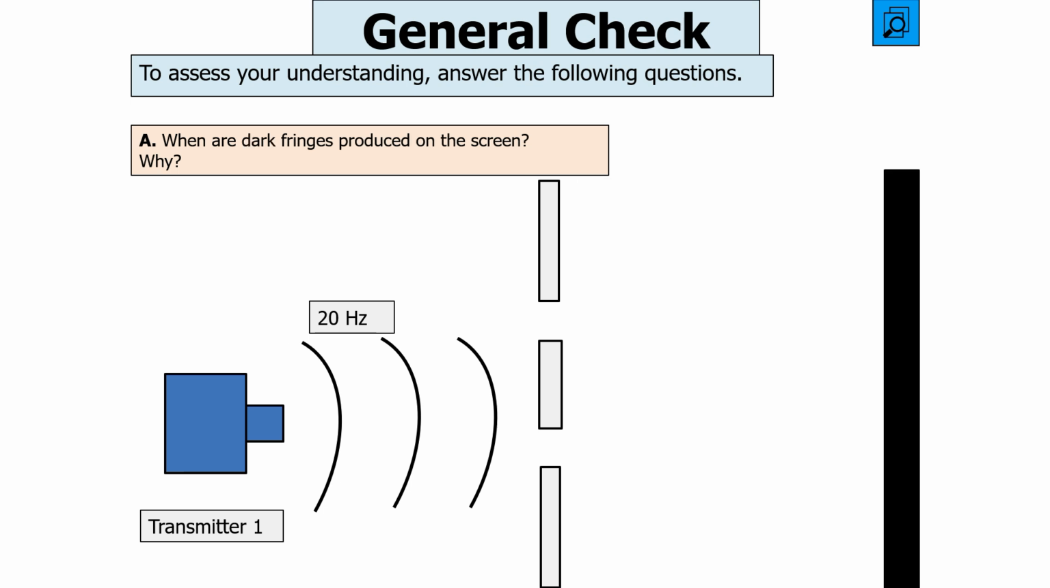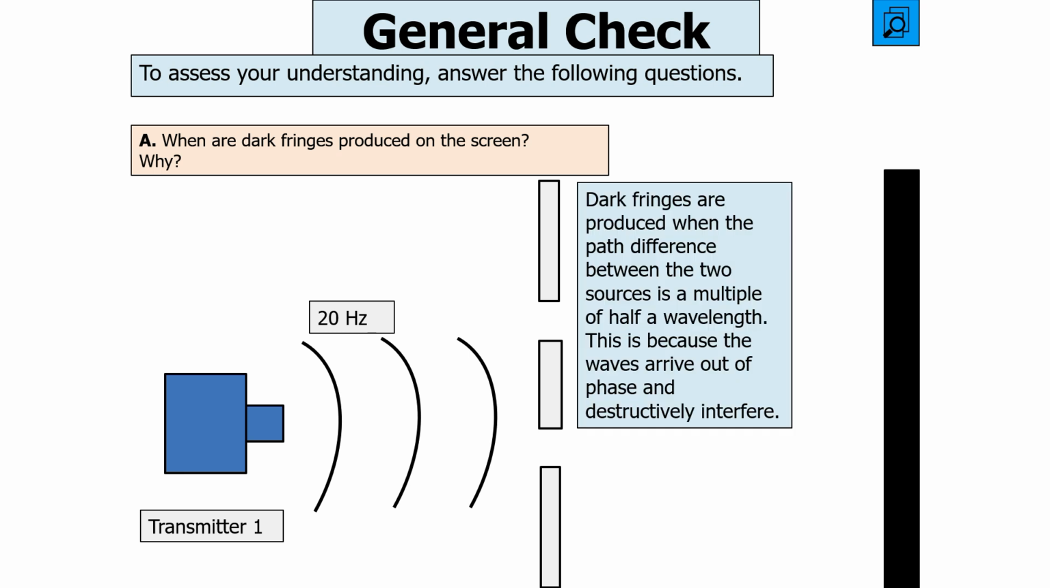When are dark fringes produced on the screen and why? Dark fringes are produced when the path difference between two sources is a multiple of half a wavelength. This is because the waves arrive out of phase and destructively interfere.